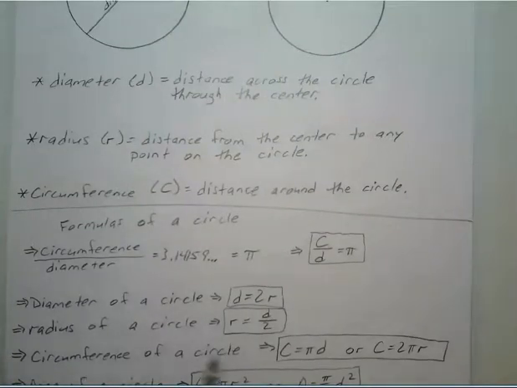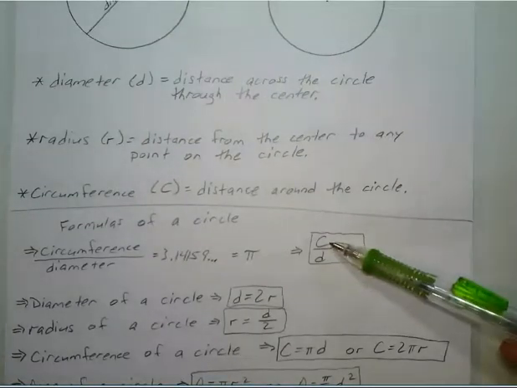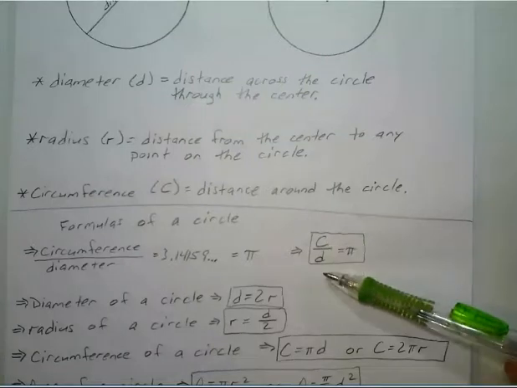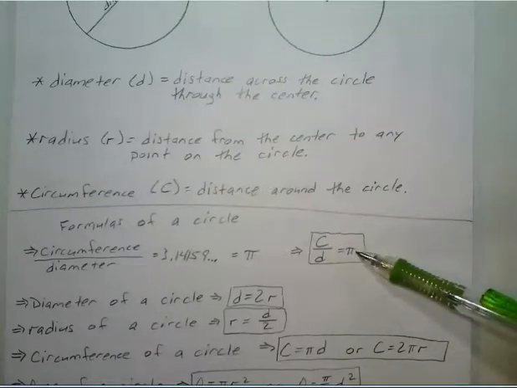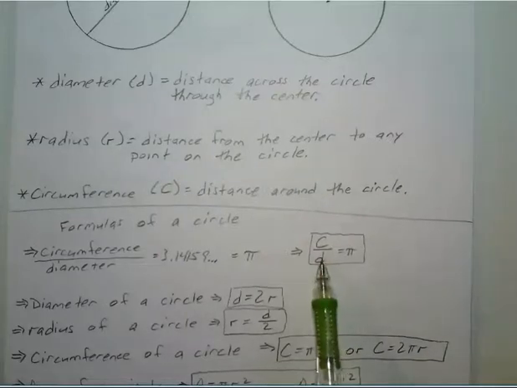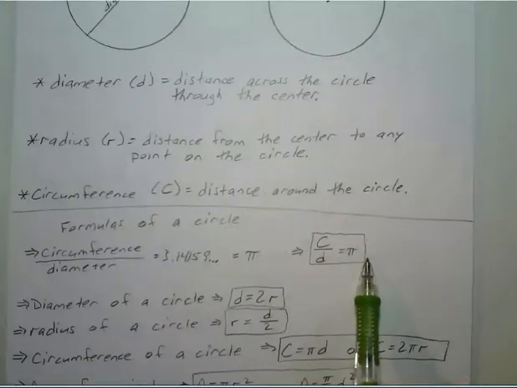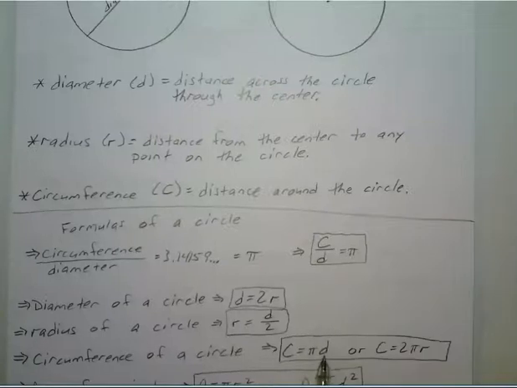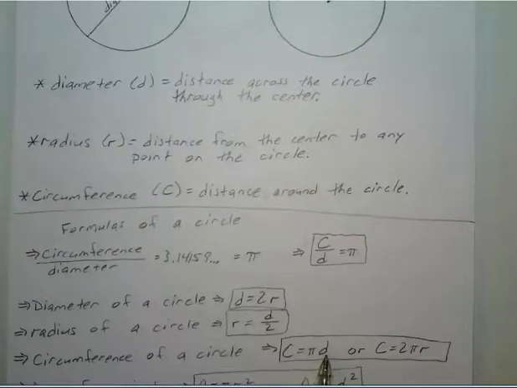Okay, now the circumference of a circle. We already know that the circumference divided by the diameter is equal to pi. But the circumference can be found, if you get this formula and divide both sides by the diameter, you get the circumference is equal to pi times the diameter.